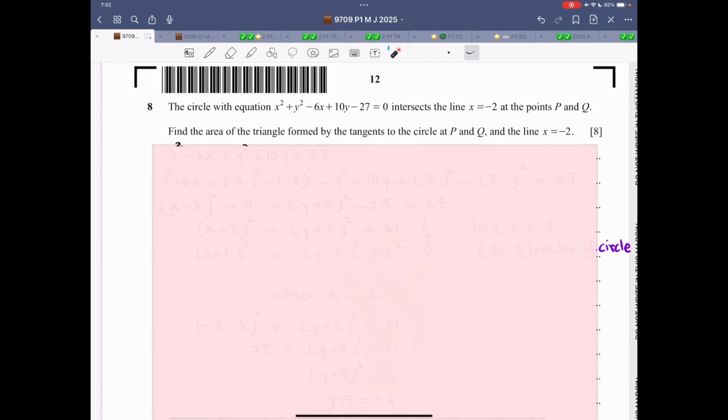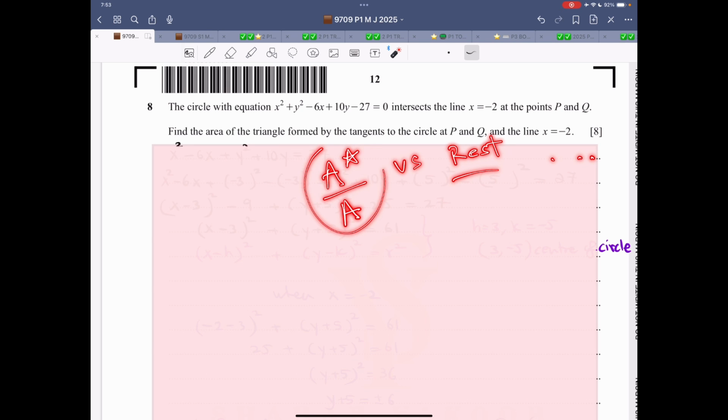Now it's about the circle. A circle with this equation, that's the general form, intersects the line at the points P and Q. Find the area of the triangle formed by the tangents to the circle at P and Q and the line x equals -2. Now this is the kind of question that differentiates between an A star versus the rest, because you have to look at a lot of things. So A star or A in one category versus the others.